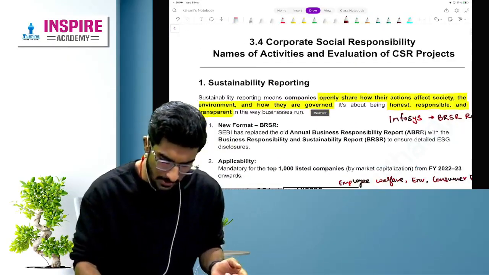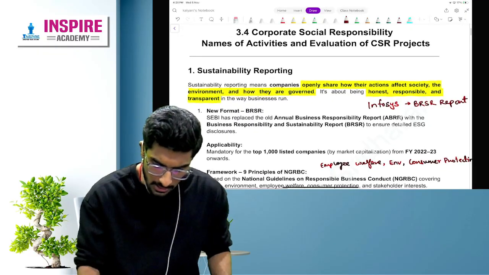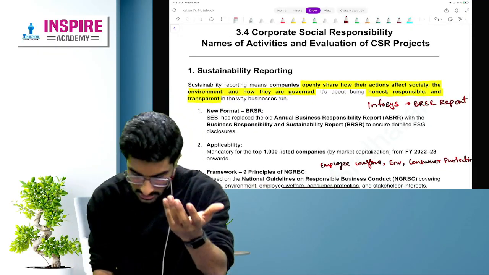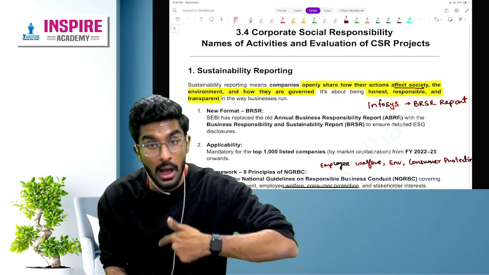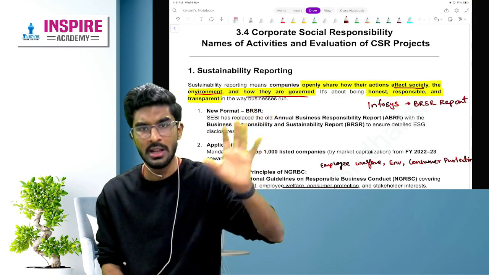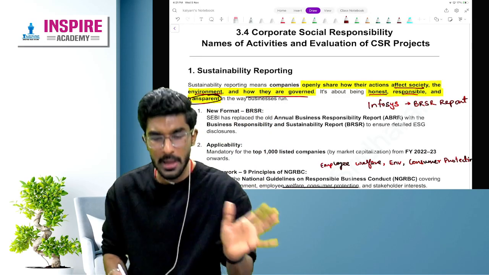So, the first topic is sustainability reporting. What is sustainability reporting? It means companies openly share how their actions affect society, how their actions affect the environment, and how they are governed. It's all about being honest, responsible and transparent in the way business is run.